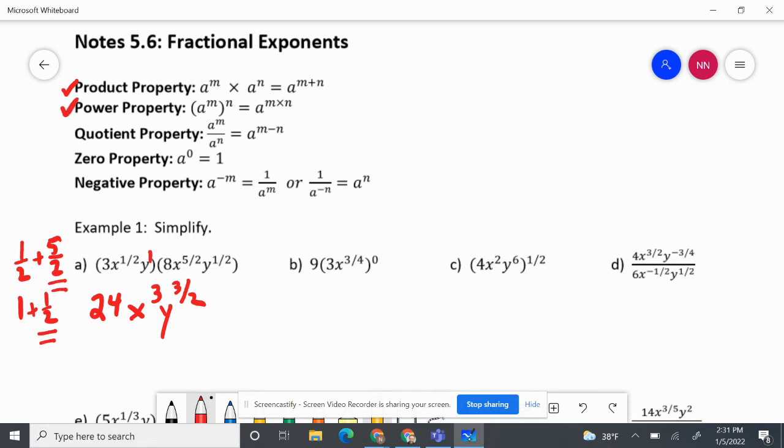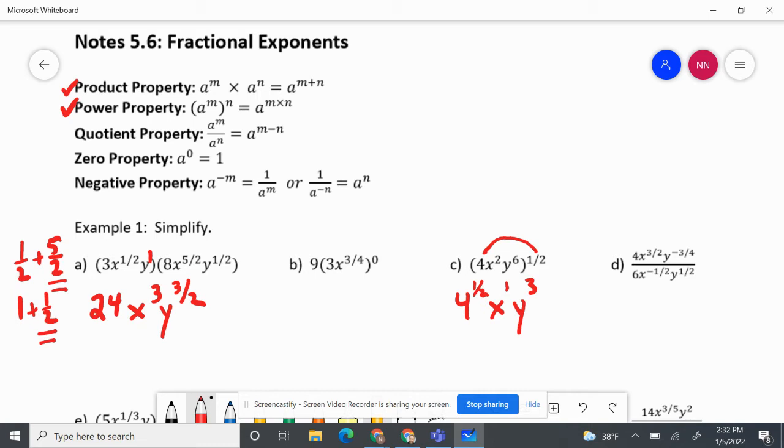The second rule is the power property. This means that when we raise an exponent to an exponent, we multiply. So an example would be letter C. We're going to multiply, so that becomes 4 to the 1/2. This becomes x. 2 times a half is 1. And then 6 times a half is 3.